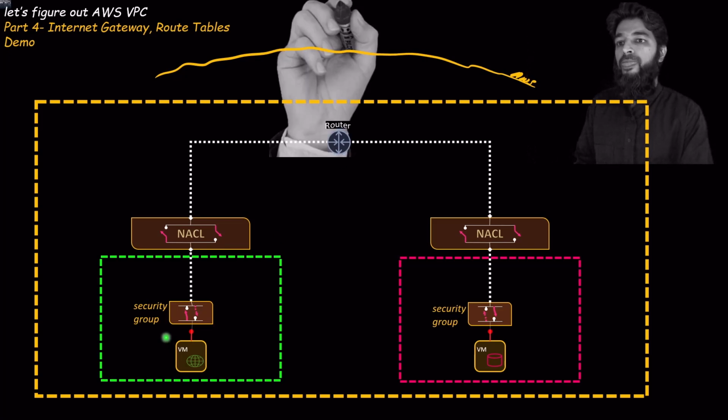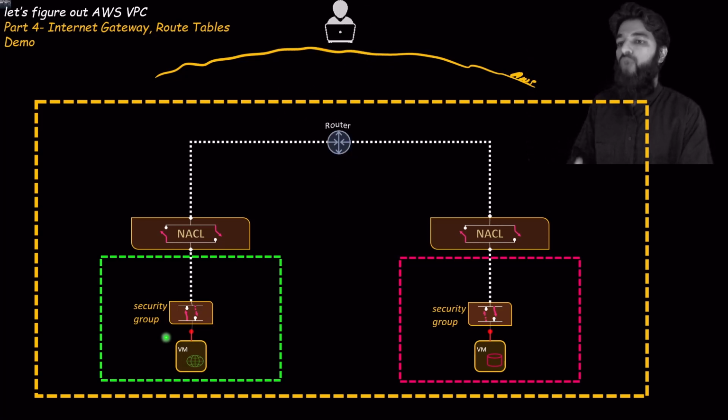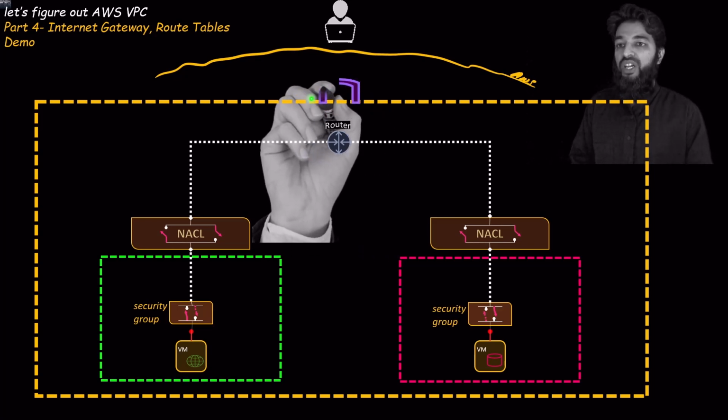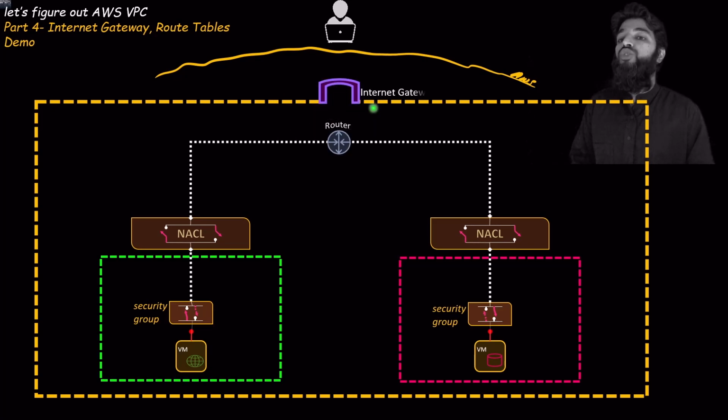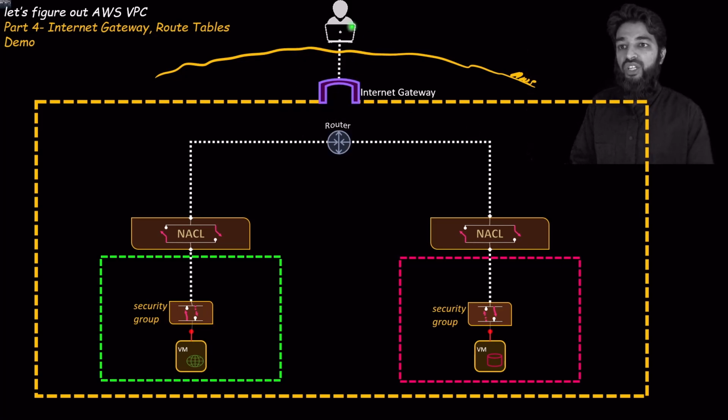So again, same things. Here I'm showing a user from the outside world who needs to connect to the web server. What do we need to do? First, we need to create an internet gateway that should be attached to your VPC. Once you do that, the request from your external users will reach your internet gateway. That means it will reach till the gates of your VPC.